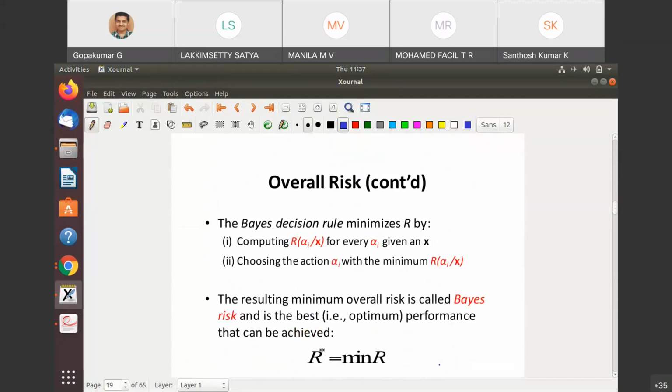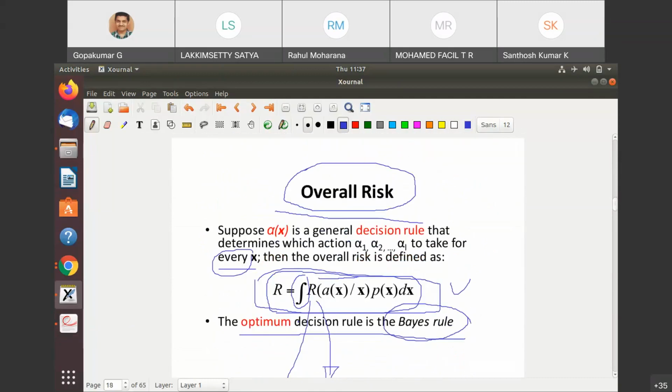Sorry, sir, can you go to the previous formula? In the previous class, you defined the average probability of error, and the limit was from minus infinity to plus infinity. Yes, here we are defining it for the entire feature space, so that is why the integral is shown here. We are not defining it with respect to a single feature, but for the entire feature vector. Okay, got it.